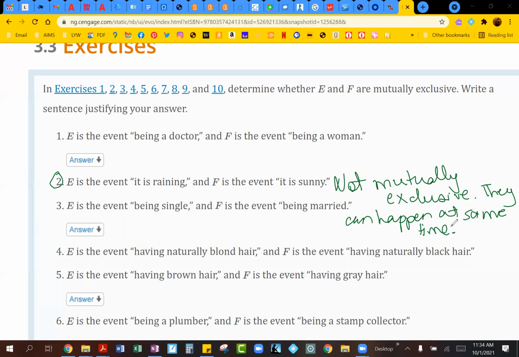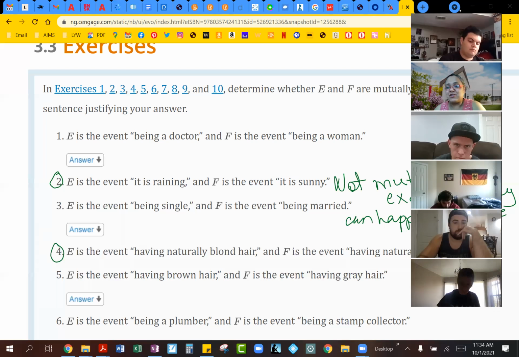And then you can see they're giving us a whole bunch of different examples. If you look at 4, they're again using basic, simple examples. Event E is having naturally blonde hair. Event F is having naturally black hair. They're emphasizing naturally, so it's not colored. The idea is, if a person has naturally blonde hair, can they at the same time also have naturally black hair?